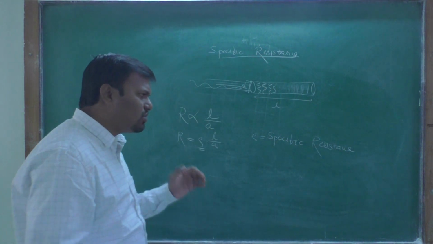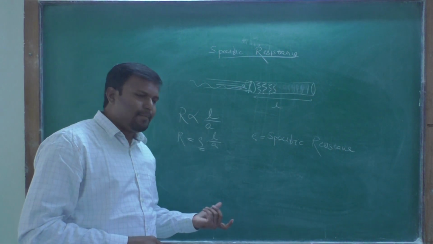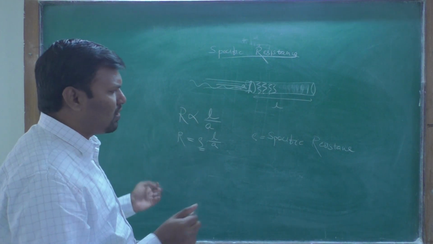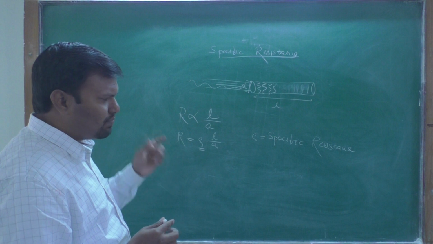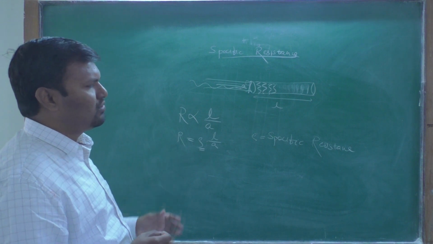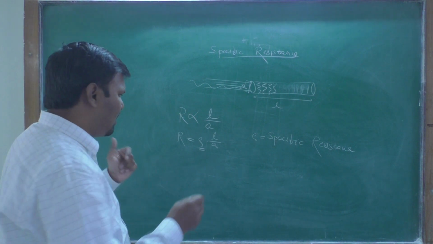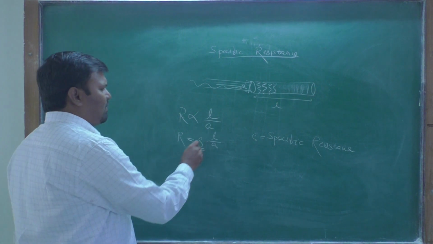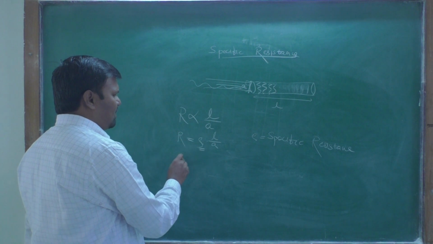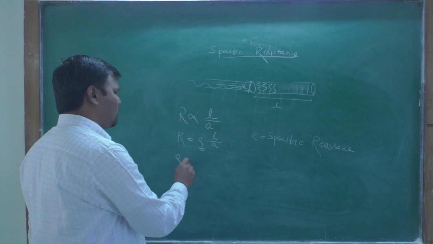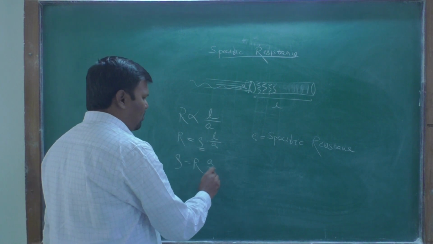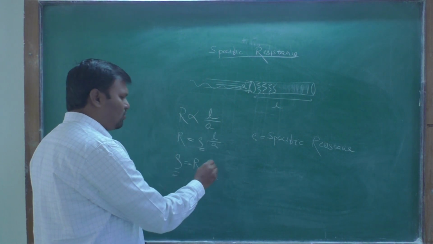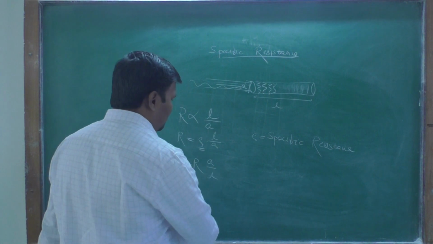Remember, specific means it refers to a particular thing, not the whole metal. How much resistance there is at that particular point is the specific resistance. We will discuss it later, and you will get the meaning of rho. Therefore, rho is equal to R A upon L: the specific resistance is the resistance times the cross-sectional area upon the length.